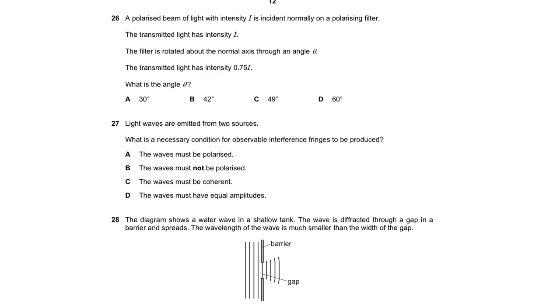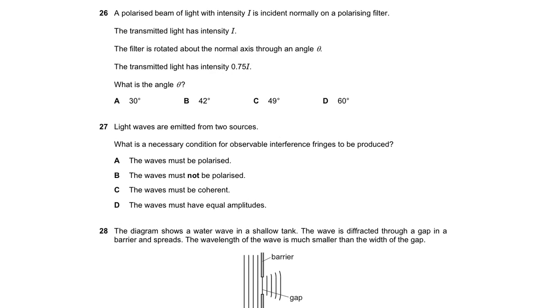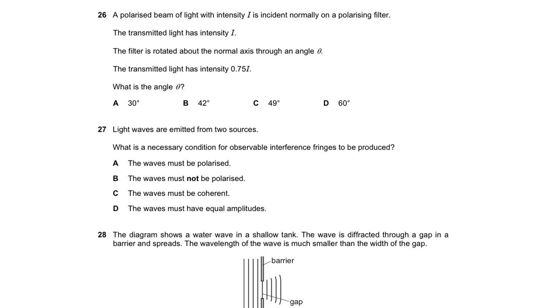Question 26 says, a polarized beam of light with intensity I is incident normally on a polarizing filter. The transmitted light has an intensity I. The filter is rotated about the normal axis through an angle theta. The transmitted light has an intensity 0.75 I.